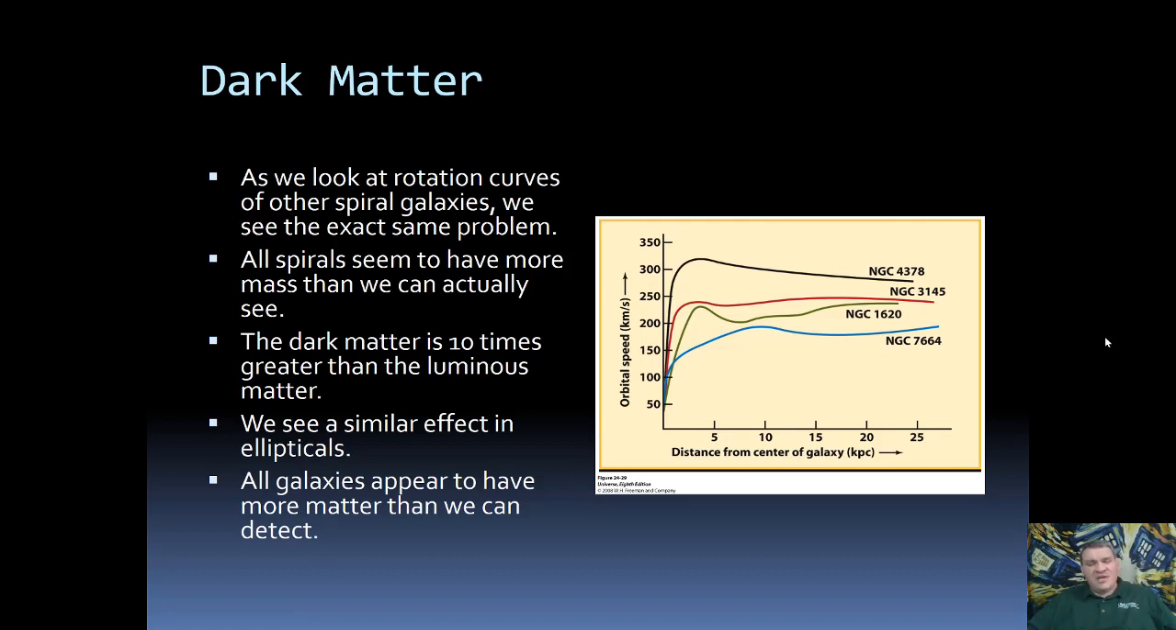We can't actually make a rotation curve for an elliptical galaxy, but we can do other things to figure out their mass, and they also show that there's dark matter in them. Now, based off of what we can tell off of this observation, there needs to be about 10 times more dark matter than the luminous matter. There's 10 times more dark matter than the stuff we can actually see. Okay, so it appears that all galaxies actually have this.